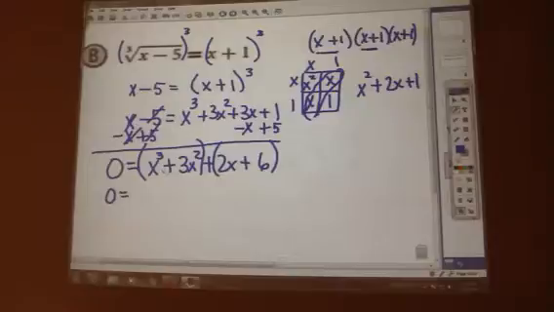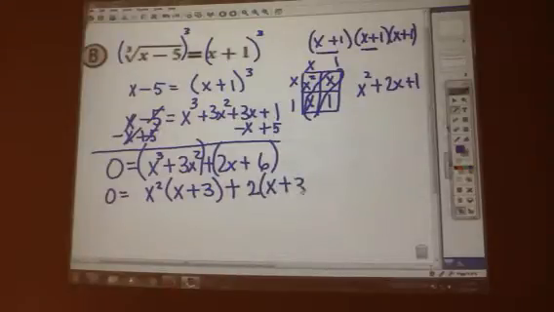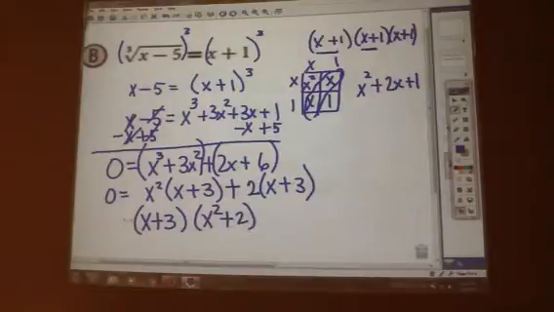0 equals. What do these first 2 have in common? X squared, which will leave x plus 3. What do these last 2 have in common? 2, which will leave x plus 3. Now what do these 2 have in common? X plus 3. X plus 3. And that will leave me x squared plus 2 equals 0.